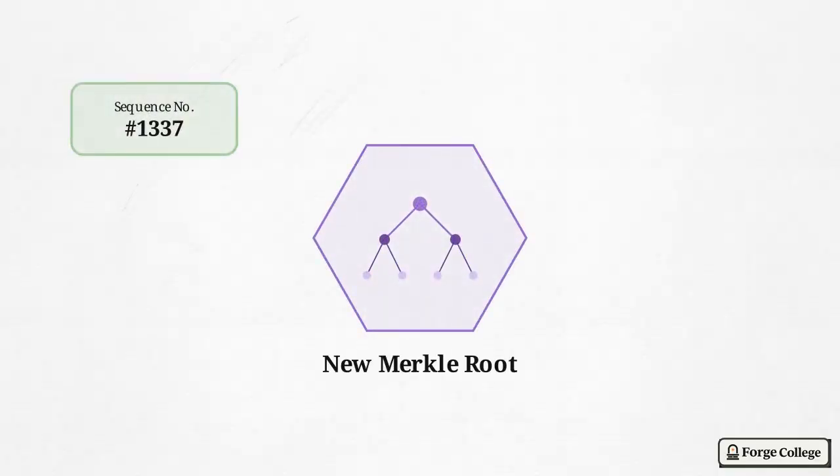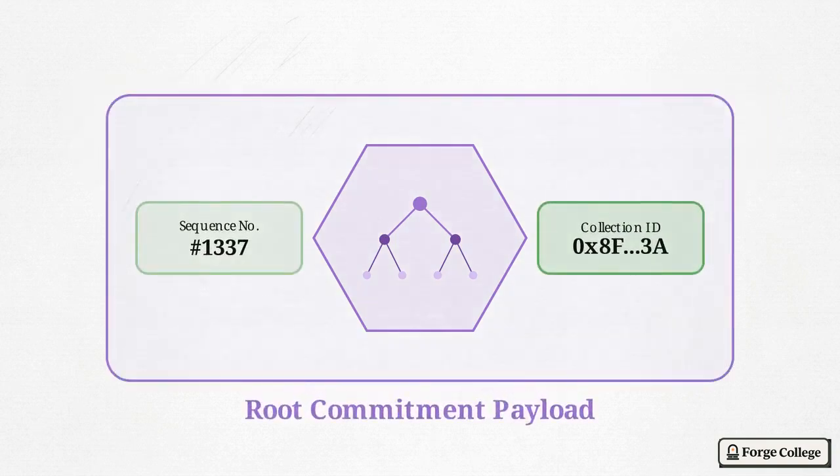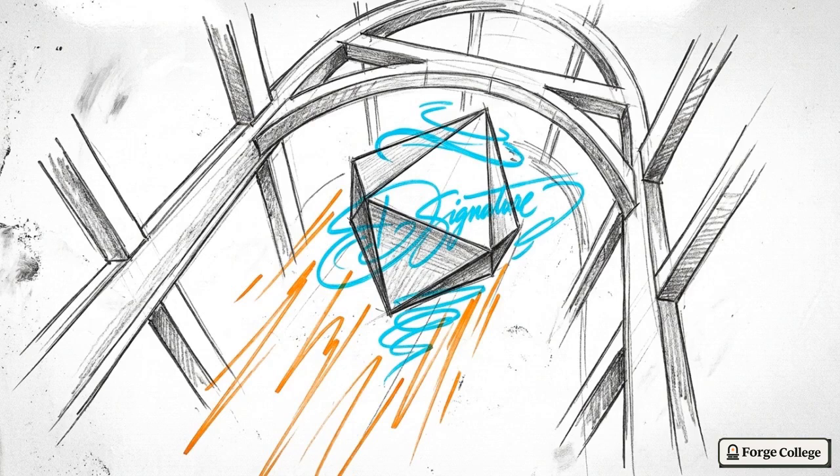Next is the network handoff. You package your new root with a few metadata identifiers, like a sequence number and a collection ID. Sign it with your key pair and send it to Bubblegum's root commit instruction.